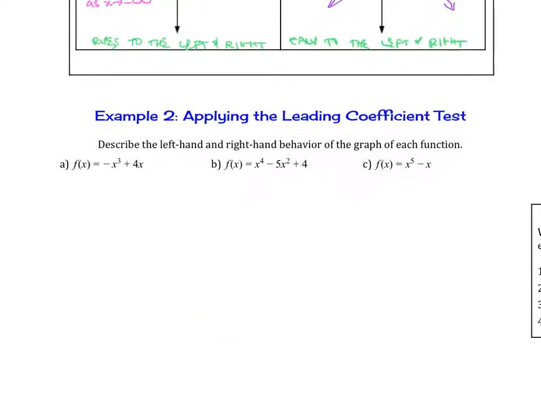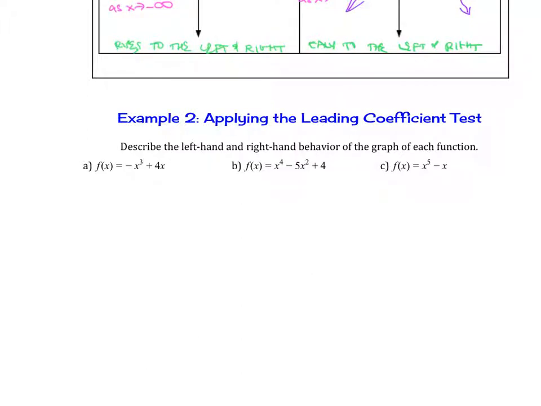So let's apply the leading coefficient test. We just have to describe the left and right-hand behavior of the graph of each function. For the homework, it's just going to have you describe it. So we have negative x cubed. All we look at is the leading coefficient. We know that it is odd degree and it's negative, so it'll look something like this. It rises to the left and falls to the right.